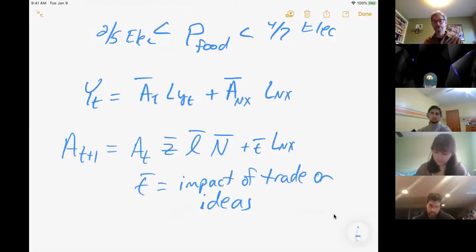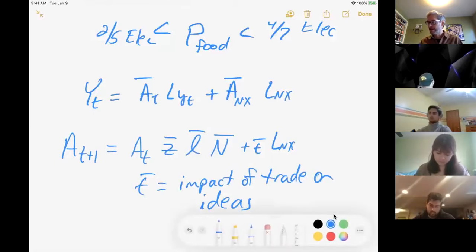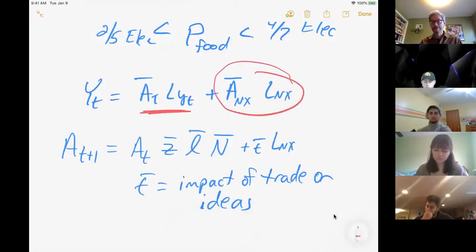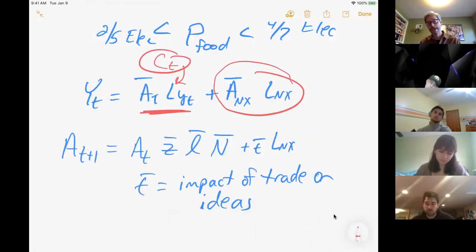In this model, notice what's going to happen. Now there's a trade-off. What happens if you devote more people to producing net exports? Well, it's going to leave less for you to consume, right? Because consumption is going to be this. So if you have more devoted to the export sector, you're going to have less to consume. That's a negative. But on the flip side, you're going to get more ideas, which is a positive. So you have a trade-off here.